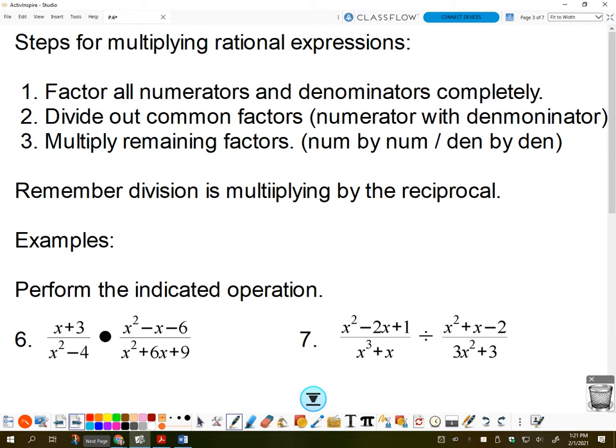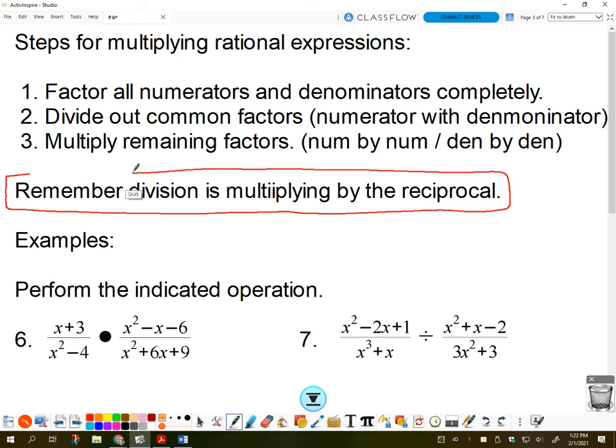Alright, if they give you more than one rational expression, like if you look at number 6 and number 7 on the screen, then it's either going to be multiplication or division. So you're going to, first of all, factor all of the numerators and denominators. Divide out your common factors, making sure that you only cancel out numerators with denominators. Multiply your remaining factors, and you're done. But it's very important that you remember that division means multiply by the reciprocal. So your first step of its division is to handle that idea.